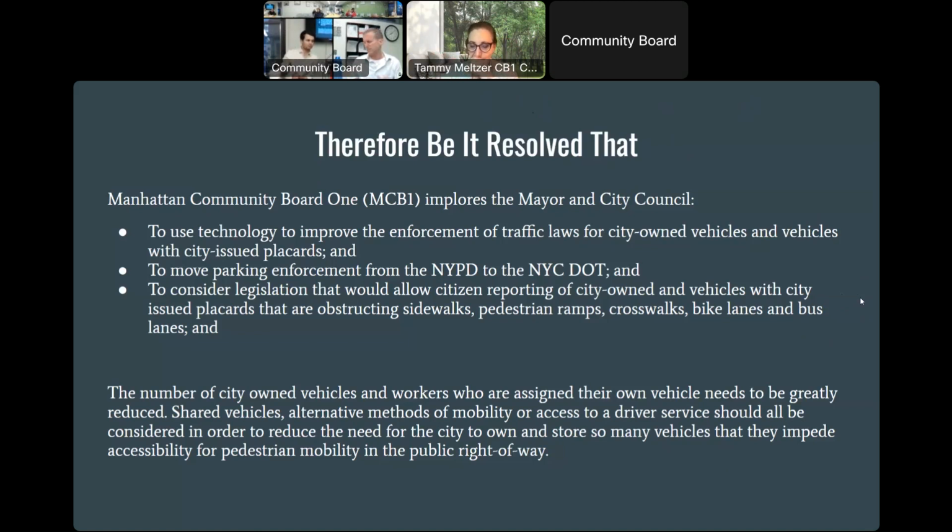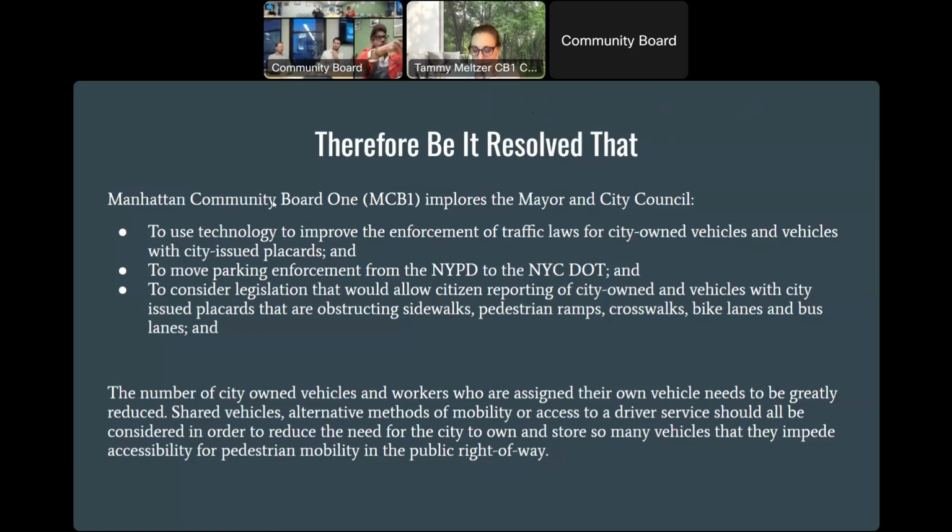What about just saying move parking enforcement from the NYPD, period? To an independent agency, period. Yep. I think we just need to keep pushing this. We can also make a separate bullet for adding the citizen reporting, and I feel like we need a strong statement that we heavily disapprove of the obstruction of sidewalks by placards, all placards, because they're not the only ones.